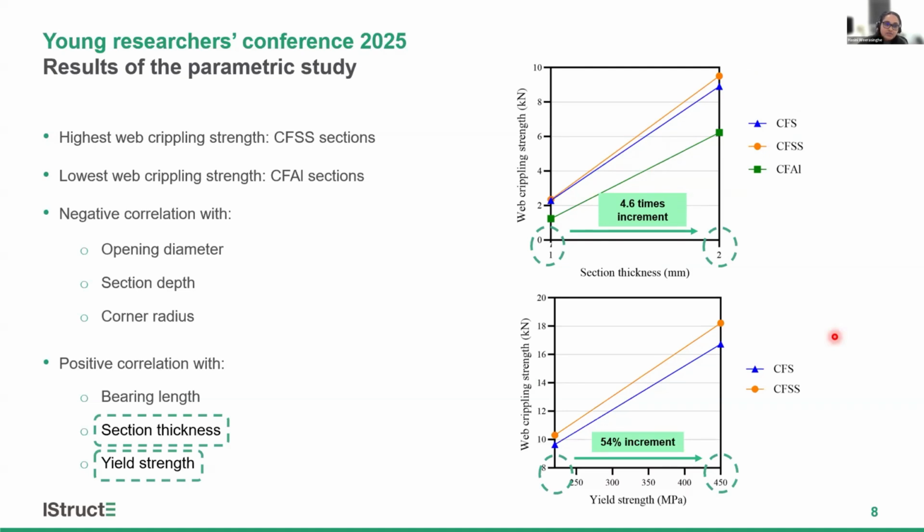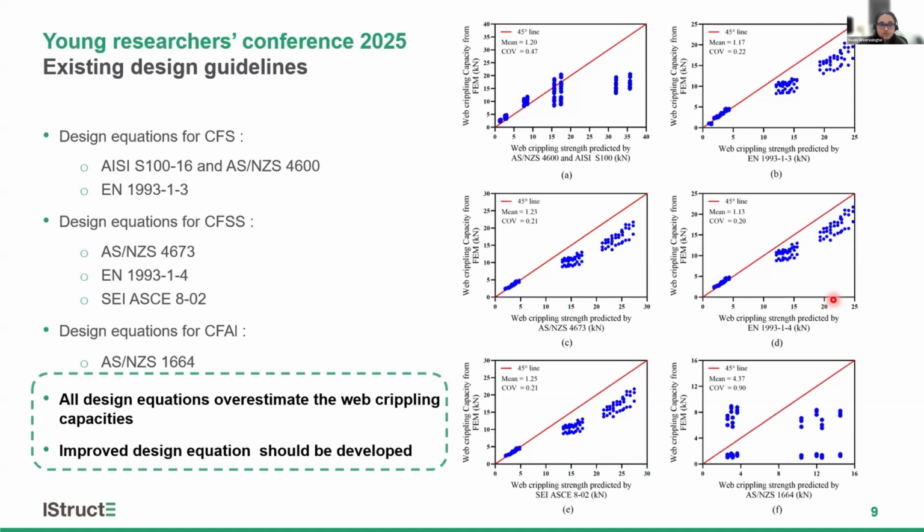So analyzing the results of the parametric study, we compared those web crippling strength values with the web crippling strength values predicted from the existing design guidelines. So here you can see the design guidelines which were considered under each material. So basically, all the existing design equations tend to overestimate the web crippling capacity of web perforated cold form steel, stainless steel, and aluminum sigma sections under the ITF loading condition.